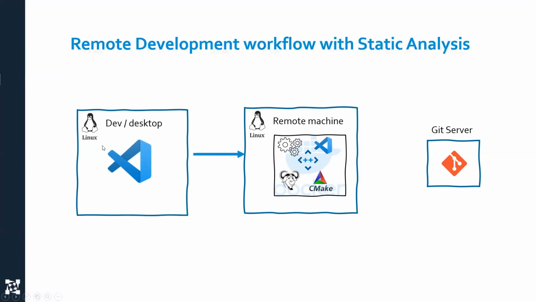The source code is pulled from the repository to the remote server. The build toolchain, like compiler, build engine, and the static analysis tools are all located on the remote server. The developer uses VS Code as a "thin client" to access the development tools installed on the remote machine. So the user can easily build the code with the remote compiler and also perform the static analysis.